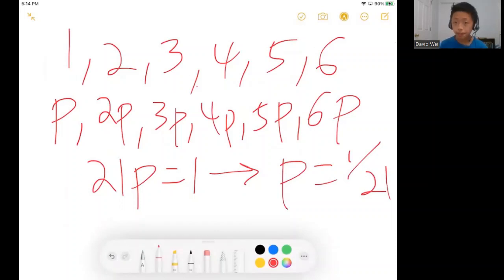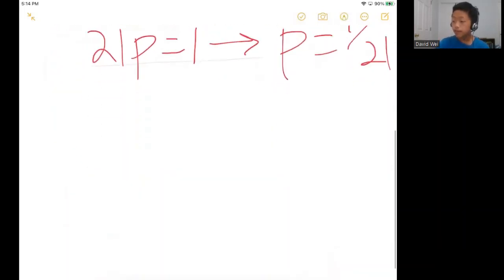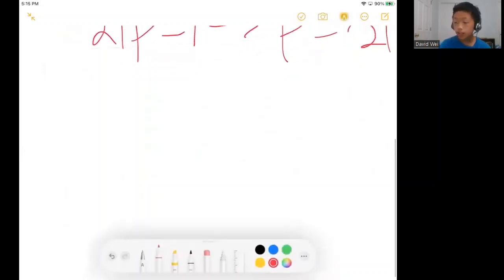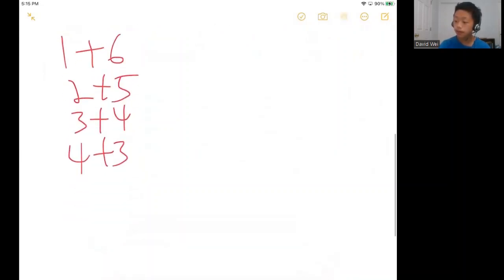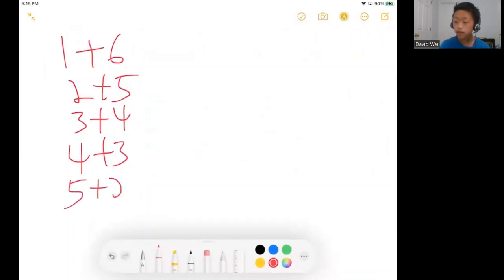So we want to get a sum of 7 from the 2 dice. In order to get a sum of 7, we have a few cases. You can either have 1 plus 6, 2 plus 5, 3 plus 4, 4 plus 3, 5 plus 2, or 6 plus 1. So 1 plus 6, right?